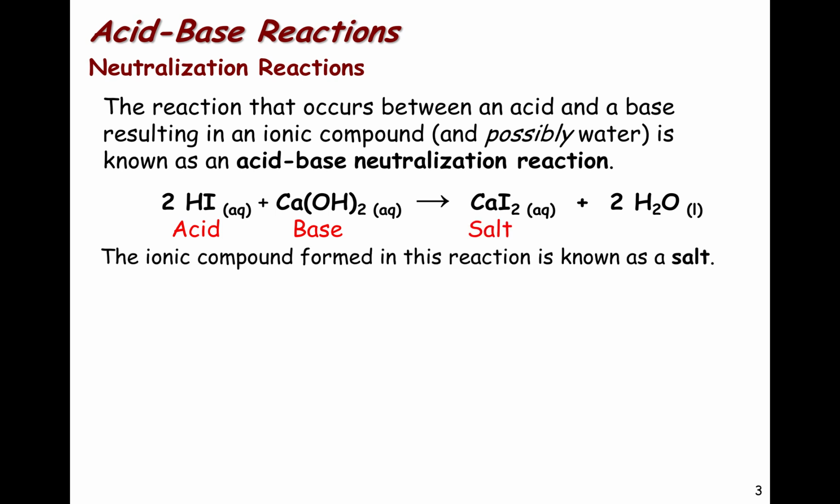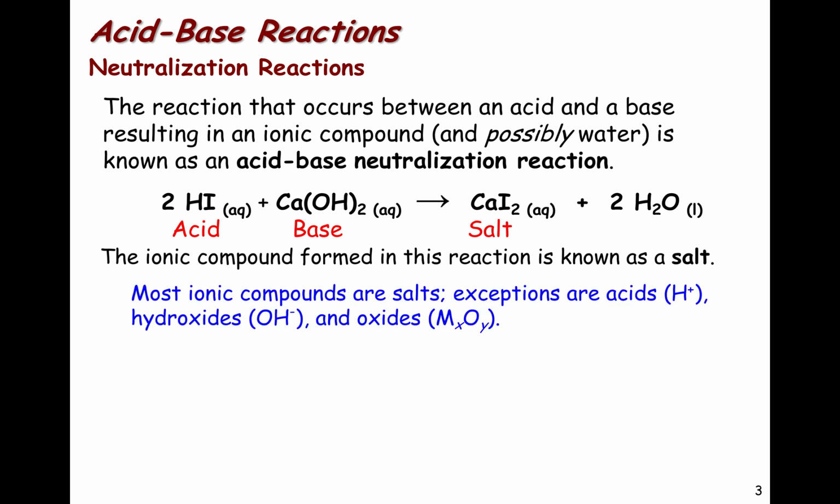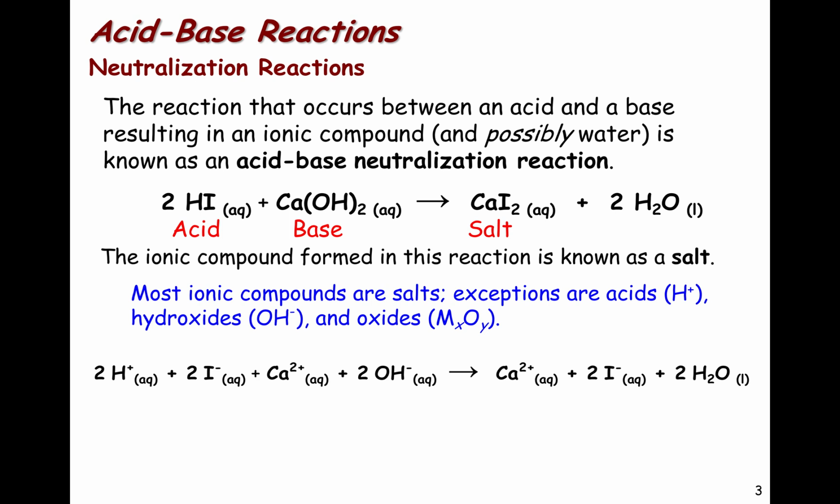The salt is calcium iodide, and of course the final product is the water. Most ionic compounds are good electrolytes and dissociate into their component ions. So, in fact, we can write the complete ionic reaction for this reaction by breaking apart the hydrogen and iodide in the acid and the calcium hydroxide in the base, taking into account the stoichiometric coefficients. And then on the product side, the calcium and the iodide are dissociated. The only species not dissociated in this reaction is the liquid water.